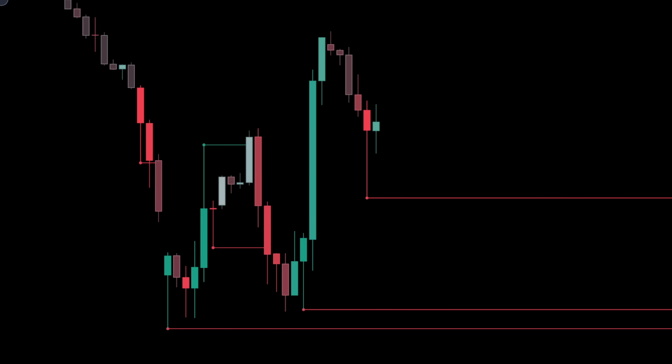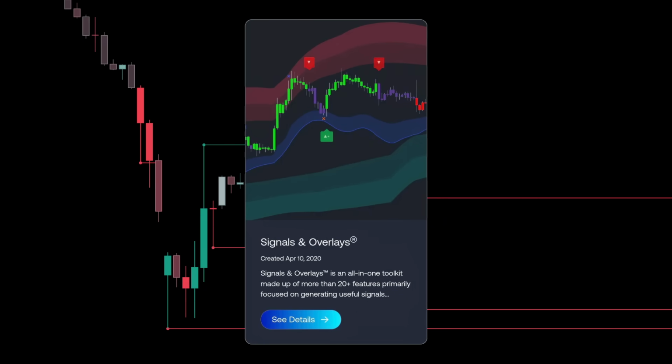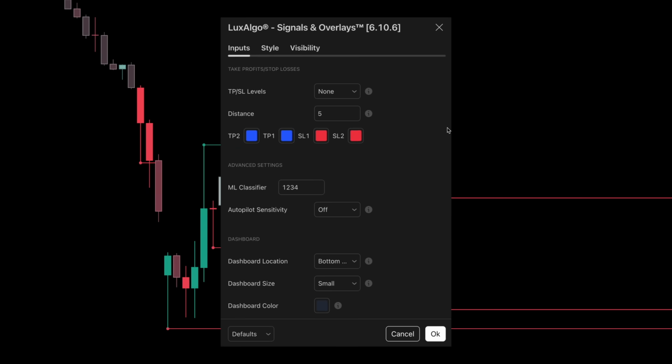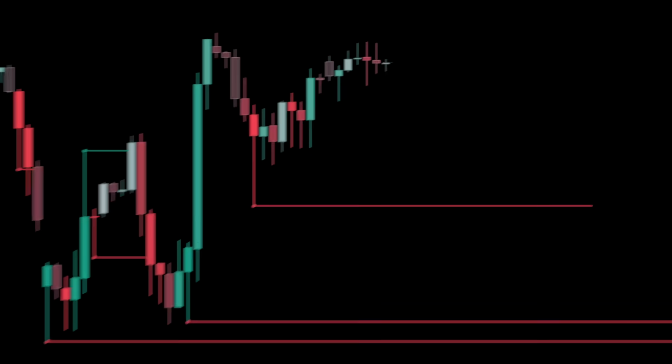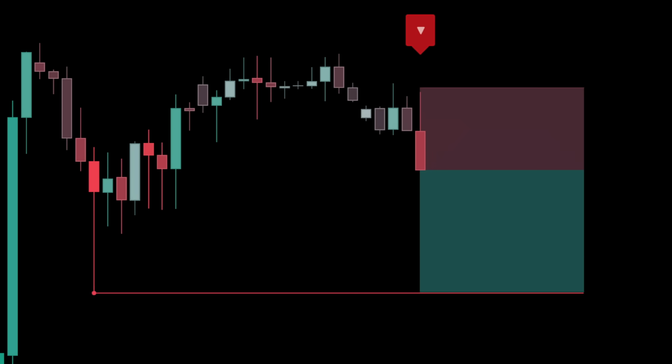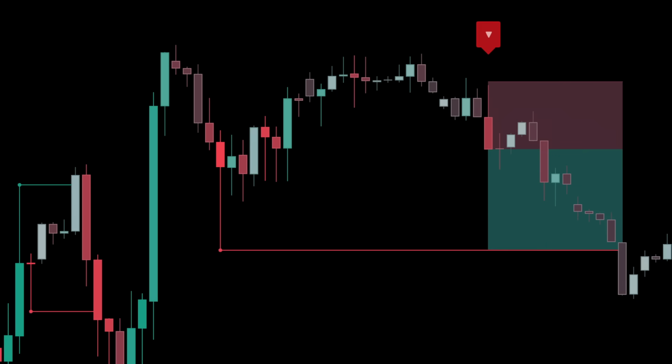To trade this setup, we'll activate the Signals and Overlays toolkit. We start by disabling both candle coloring and Smart Trail, and then turn on the short-term autopilot. Now we simply wait for a bearish confirmation to form, and we'll set our target at the low of that wick. Once we get to that wick target, watch what happens next. It sharply reverses. That's a strong clue. It shows how these wick zones often act like magnets for price, but also as reversal points once filled.